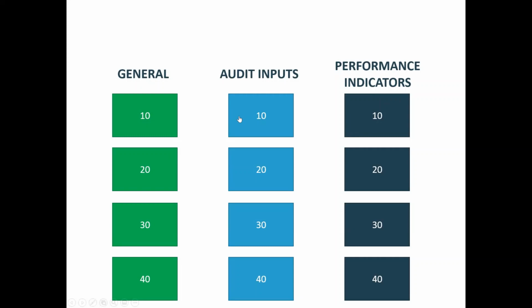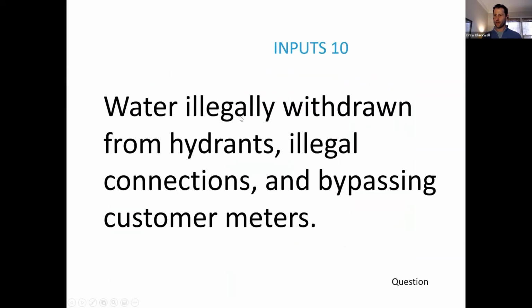Okay. So audit inputs for 10. Water illegally withdrawn from hydrants, illegal connections, and bypassing customer meters.